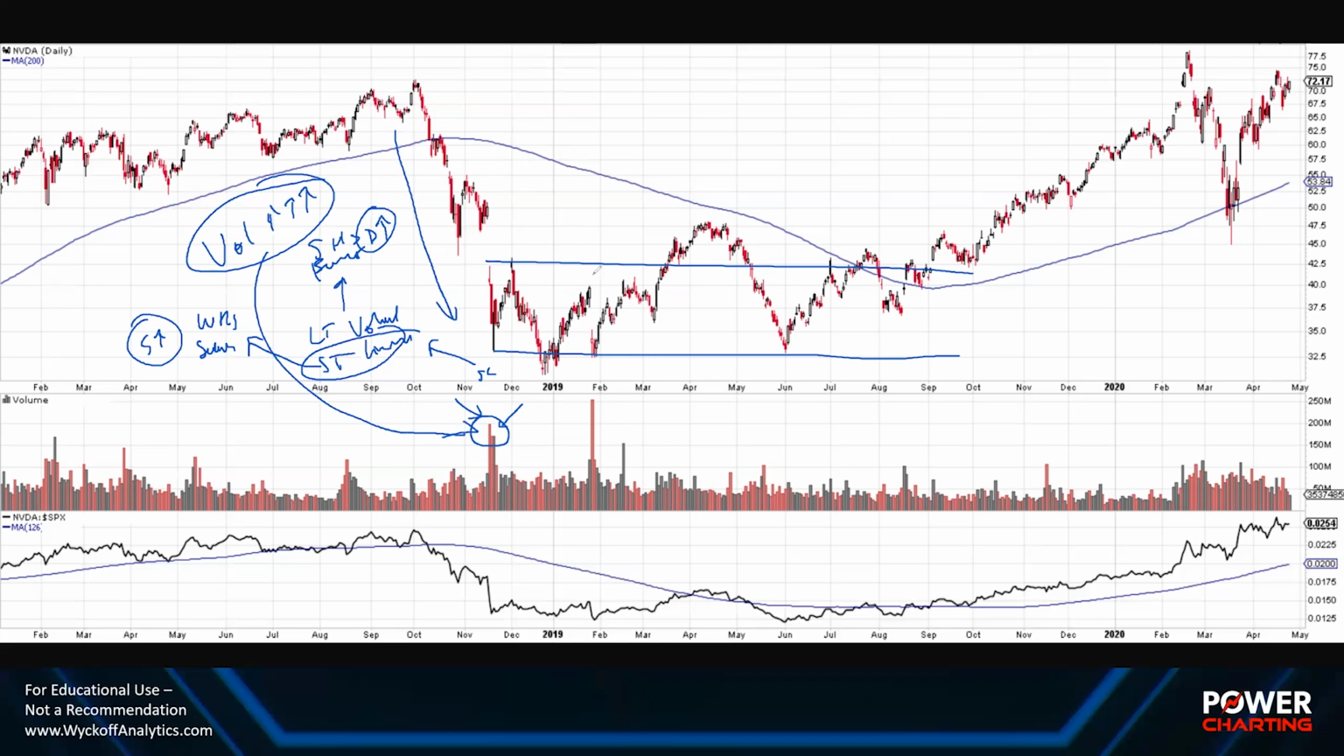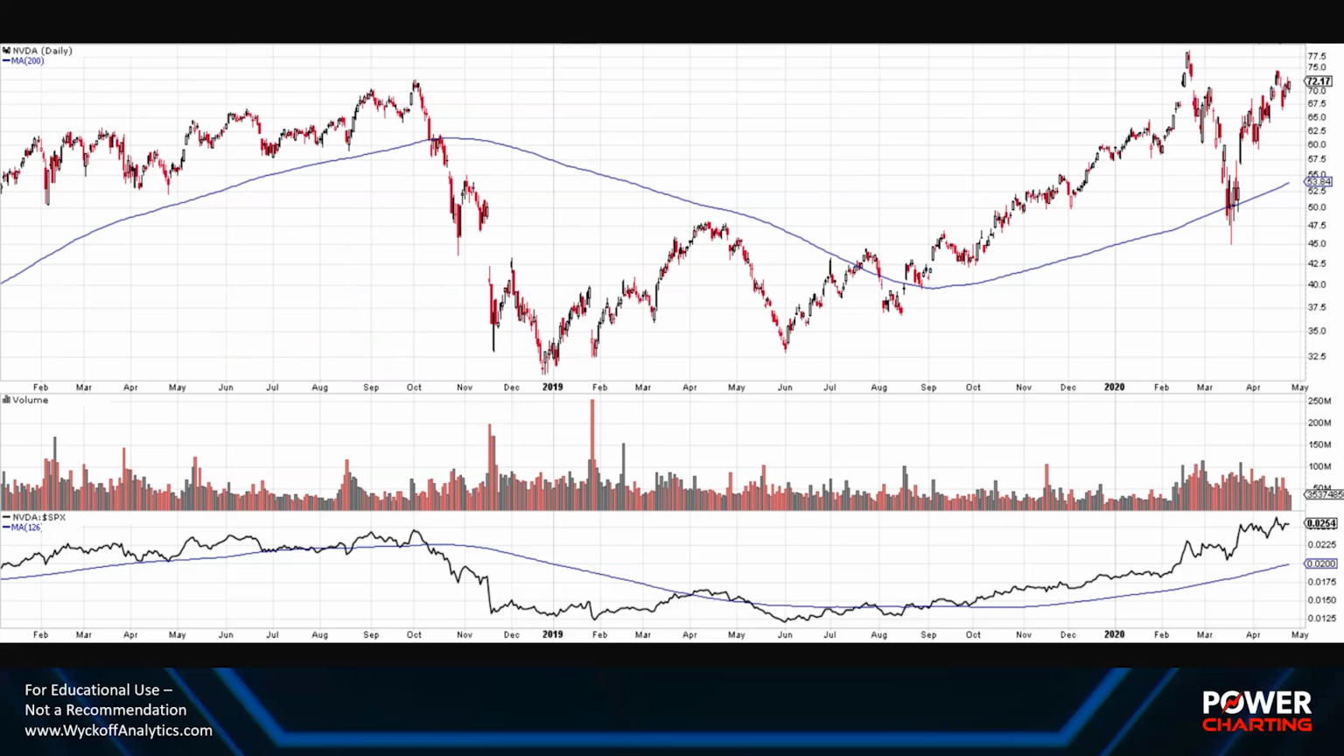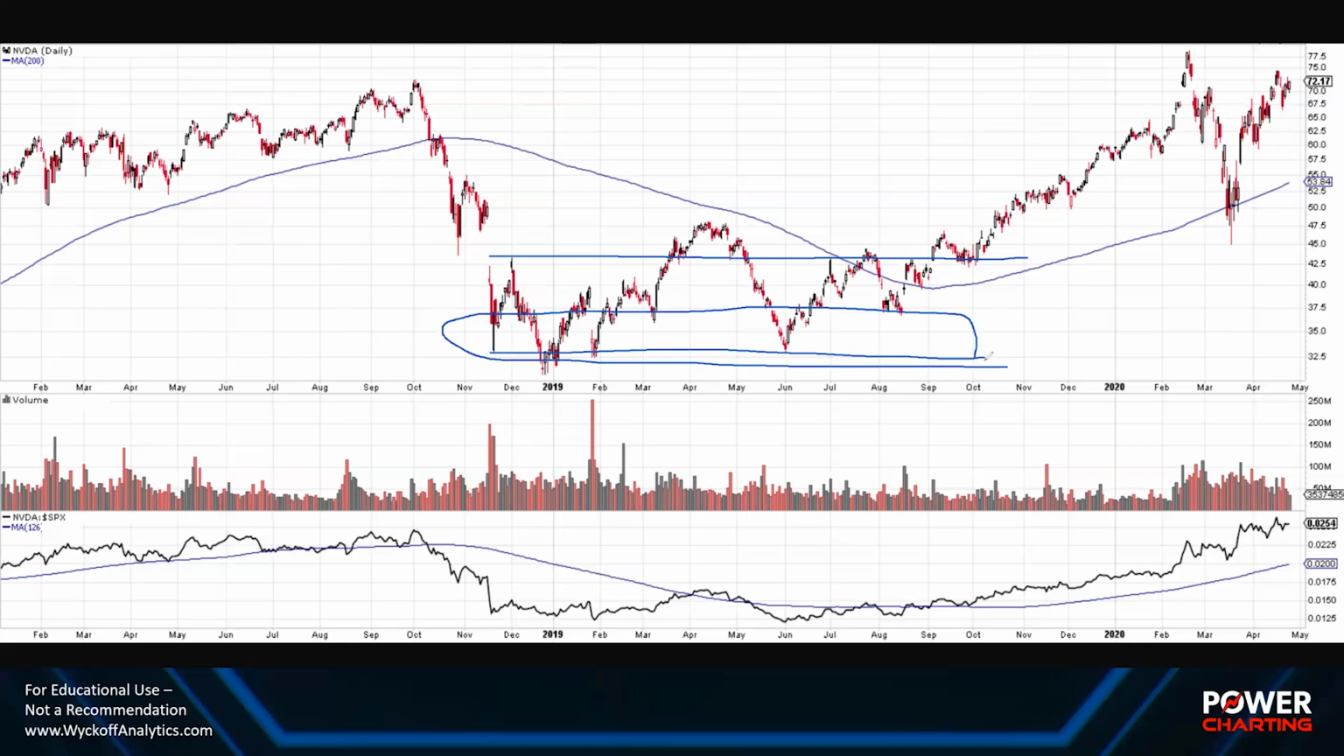And then from here, Bruce, I want to ask you this question. When we talk about who is the buyer at these lower levels, we speak of the composite man, composite operator, institutions, institutional money. How do they do this? And how specifically could we see the signs of their accumulation in the lower part of the trading range from the chart, from the price and the volume?